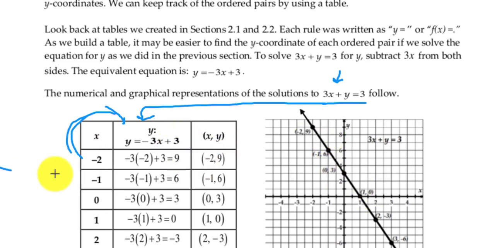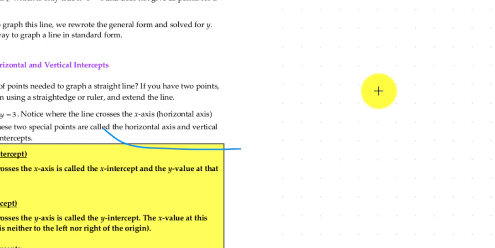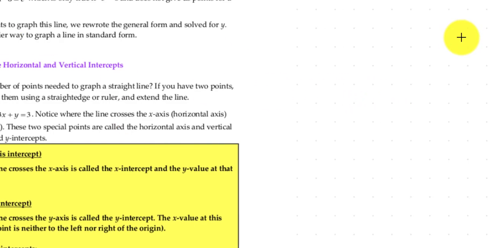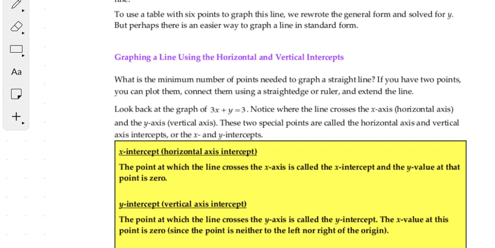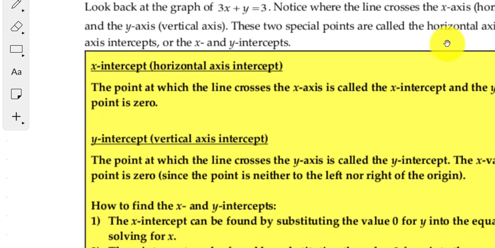So this was a numerical representation of this equation. This is a graphical representation of this equation, and so on. But the question is, if I didn't have the table, how could I graph this equation? So you look to the next page, and toward the bottom, let me change my pointing tool. You'll see a little definition here.